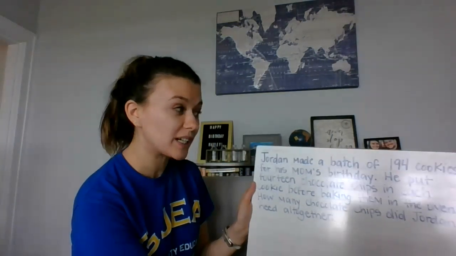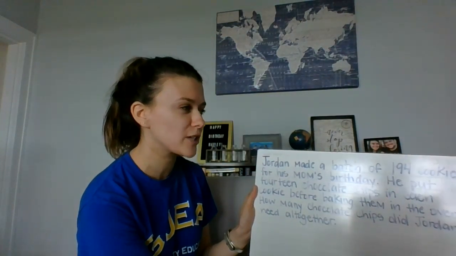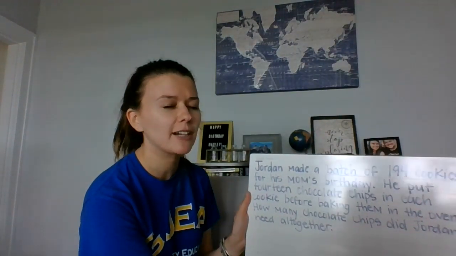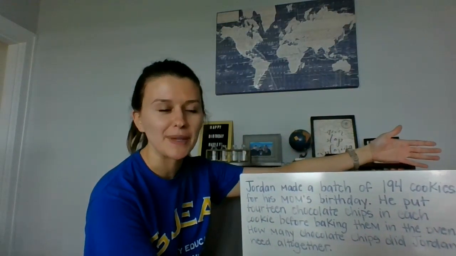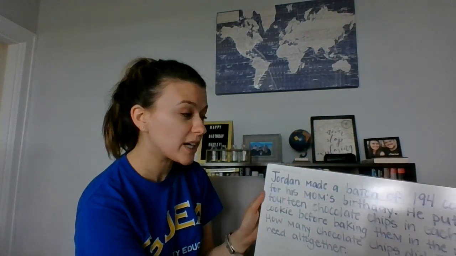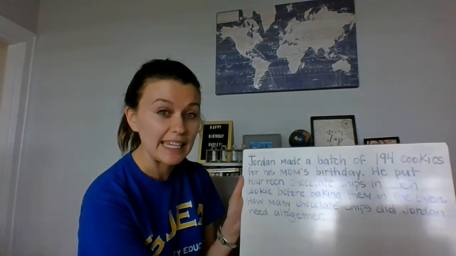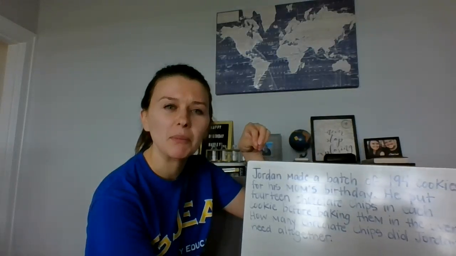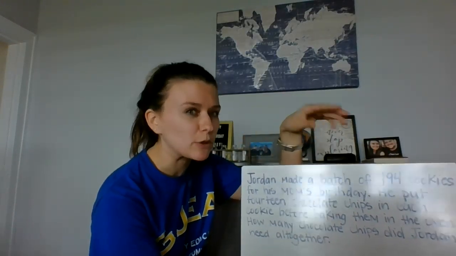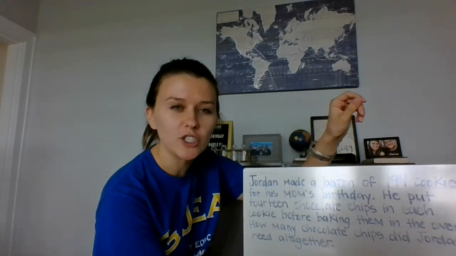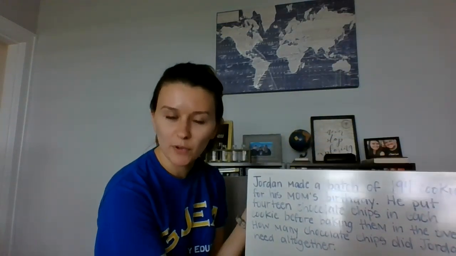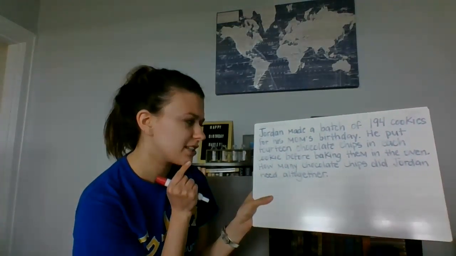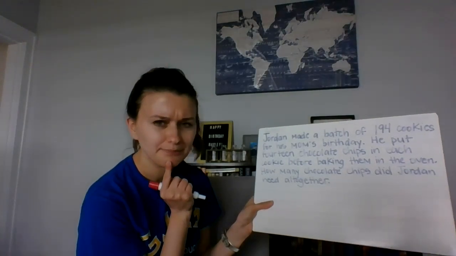It says, Jordan made a batch of 194 cookies for his mom's birthday. Can picture that right now. It's taking up the whole counter space. He put 14 chocolate chips in each cookie before baking them in the oven. Okay, I can see him going through each one. Sprinkle 14, sprinkle 14, sprinkle 14 chocolate chips on each and every cookie before he bakes them. It takes so long. How many chocolate chips did Jordan need altogether?